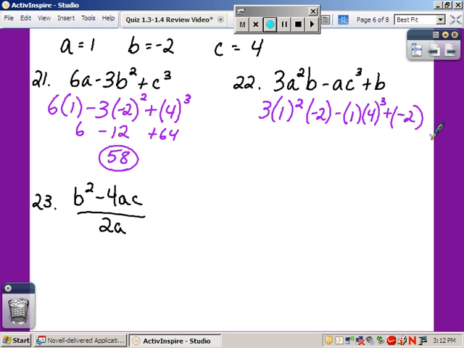Yeah, I think it actually takes longer to enter it into the calculator than it does to just work it out yourself. 1 squared is 1, times 3 is 3, times negative 2 is negative 6. 4 cubed we said was 64, times negative 1 is negative 64. And then plus negative 2 really to me means minus 2. So I got negative 70, negative 72.